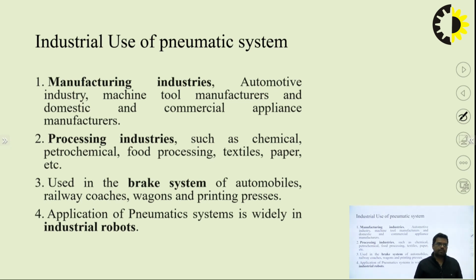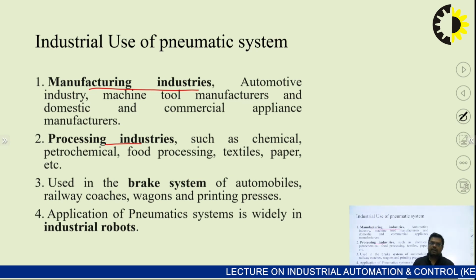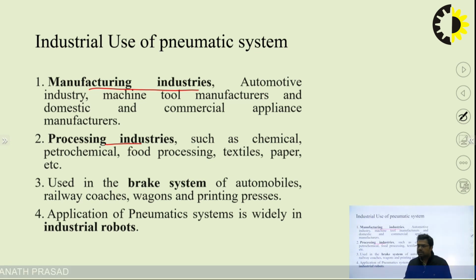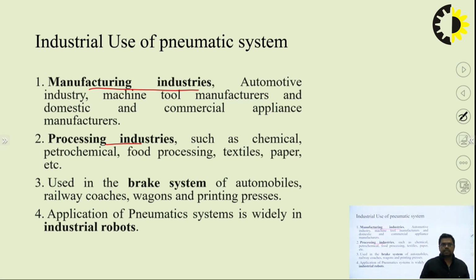So mostly we will find the applications in industrial purposes, like in manufacturing industries. We will find them in manufacturing industries like the automotive industry, machine tool manufacturers, and domestic and commercial appliance manufacturing. We will find multiple operations of the pneumatic system. Another is processing industries like chemical factories, food processing factories, textile industries, paper industries. They need the pneumatic system.